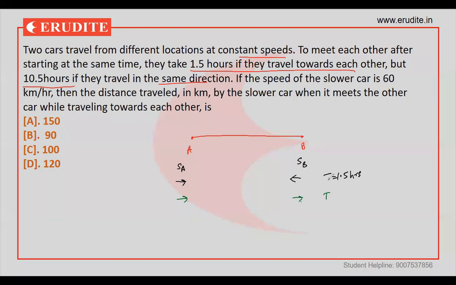This one I am denoting with T1 and this one with T2 is 10.5 hours. Now they are saying that if the speed of the slower car is 60, so I'm assuming the slower car is which one? B car. So SB is given how much? 60 kilometer per hour. Now they're asking the distance traveled by the slower car when it meets the other car while traveling towards each other.